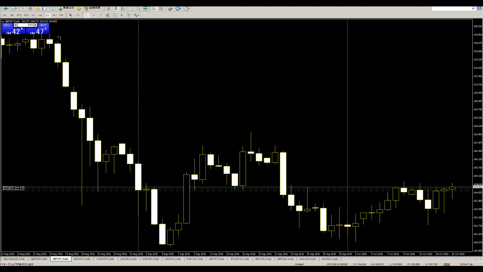Very nice. Waiting is very important. This time I will show you close into candlestick. What is close into candlestick? Close into candlestick shows trend change.